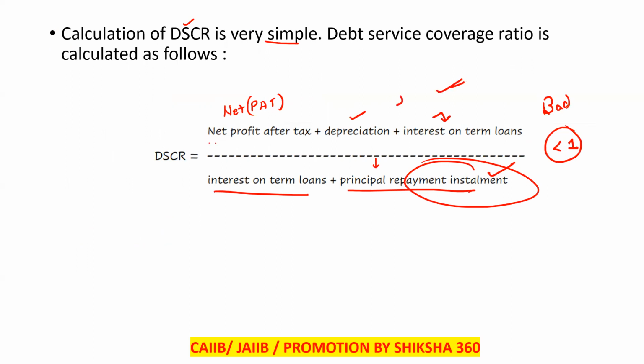That is, they have more profit. That is, after paying the interest on loans, term loans, and principal repayment installments, they have some amount left in their hand. That is, their business is going well. Just remember this simple thing.